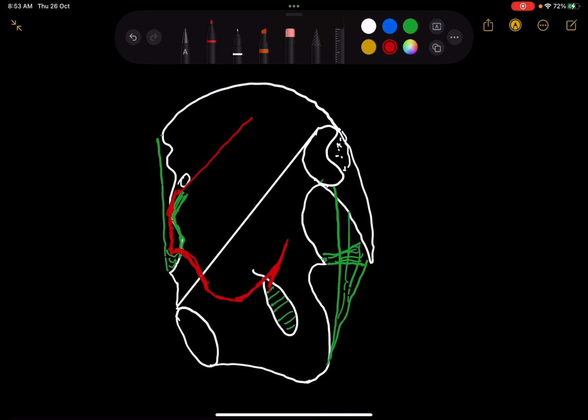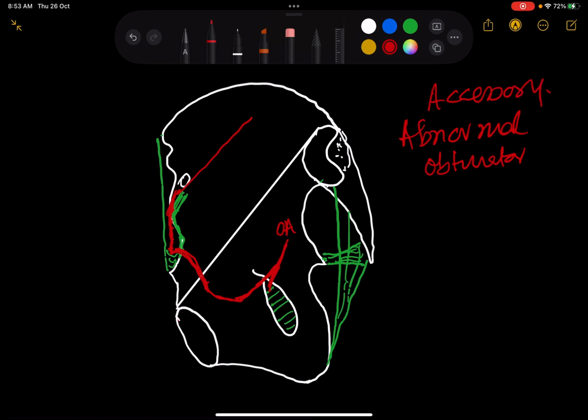So this artery is called the abnormal obturator artery if the obturator artery is absent, or accessory obturator artery if the obturator artery is present. When you approach this area in a fracture of the pelvis, you may damage this artery, and it bleeds from both ends, from this end and this end. Therefore, it is also called corona mortis. That means something you should fear, because it can lead to death.